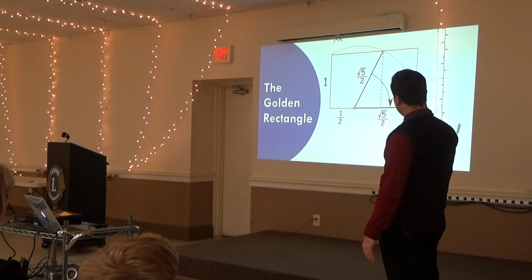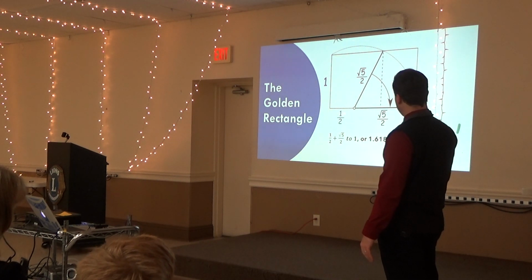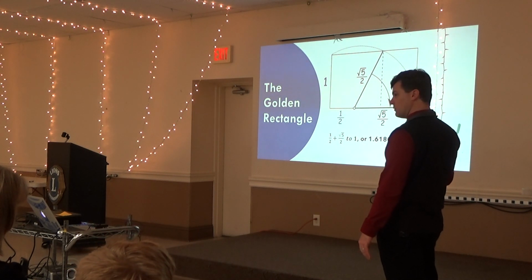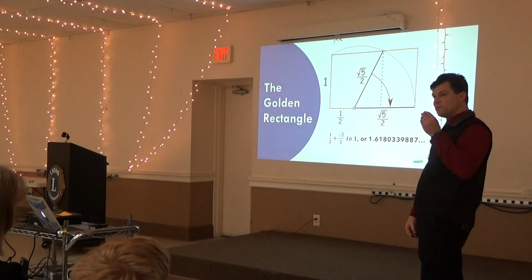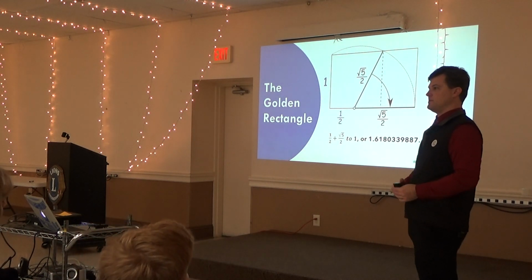Diagonal, make it the radius of a circle that you sweep down until it makes a straight line, and you get 1/2 plus root 5 over 2 to 1. That divided by that gives me the golden ratio. So it does provide a geometric relationship that we can see in shapes.